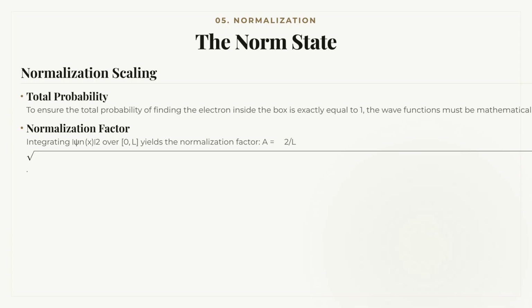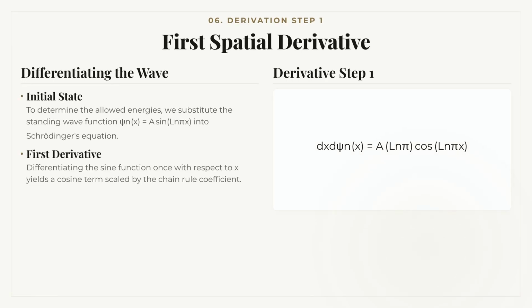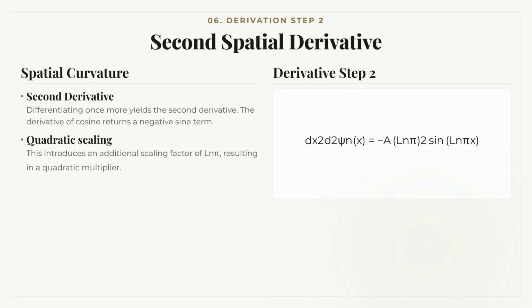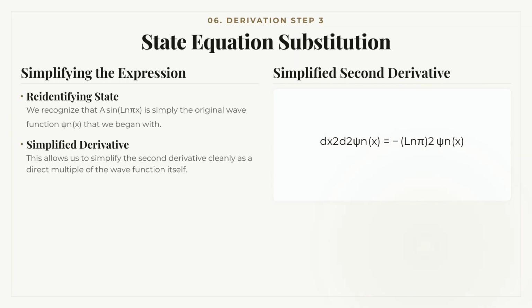First, differentiating the wave function with respect to x gives d psi by dx equals A multiplied by n pi divided by L multiplied by cosine of n pi x divided by L. Differentiating once more yields the second derivative as minus A multiplied by n pi by L whole squared multiplied by sine of n pi x divided by L. Since A sine of n pi x divided by L is simply the original wave function psi n, the second derivative can be written as minus n pi by L whole squared multiplied by psi n.